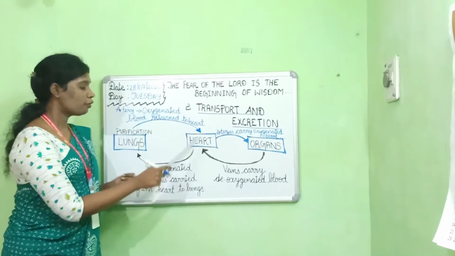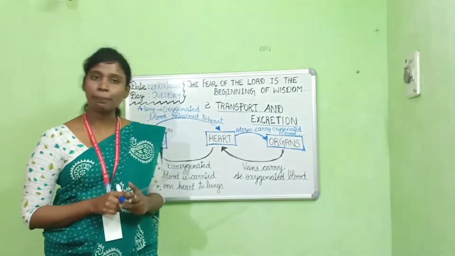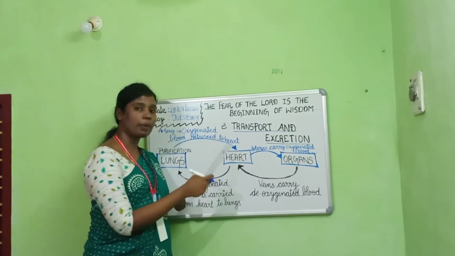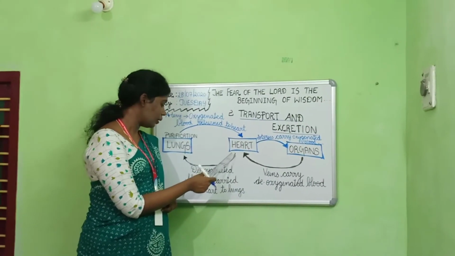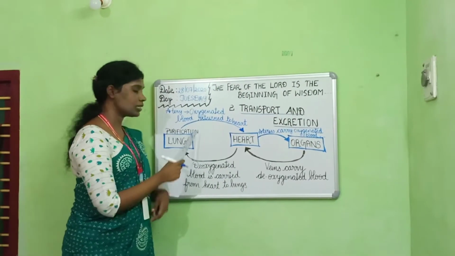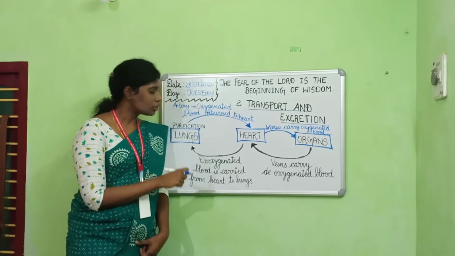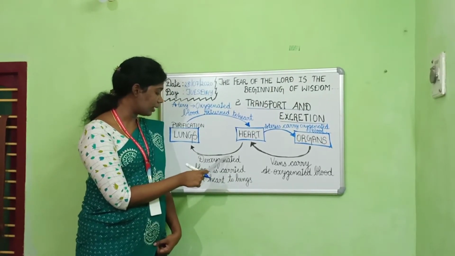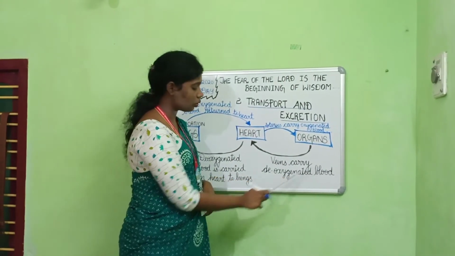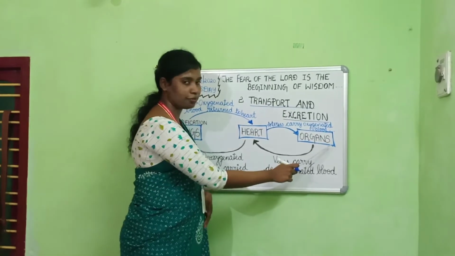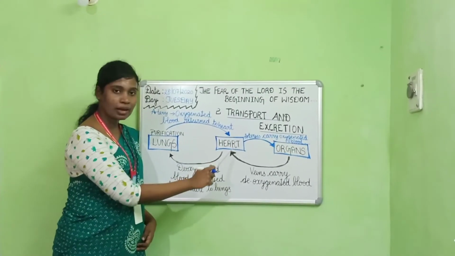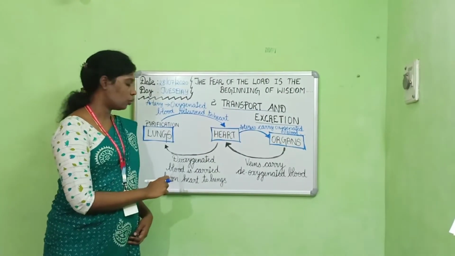Second, from the heart, so we all know the heart is a pumping organ. Its function is to pump the blood. So the heart pumps the deoxygenated blood to the lungs for purification. The process of purification happens in the lungs. So the first step is, the veins carry the deoxygenated blood from the different parts of the body to the heart, and again the deoxygenated blood is carried from the heart to the lungs.